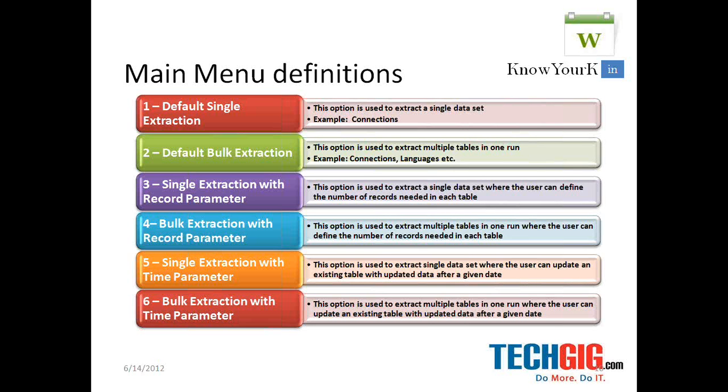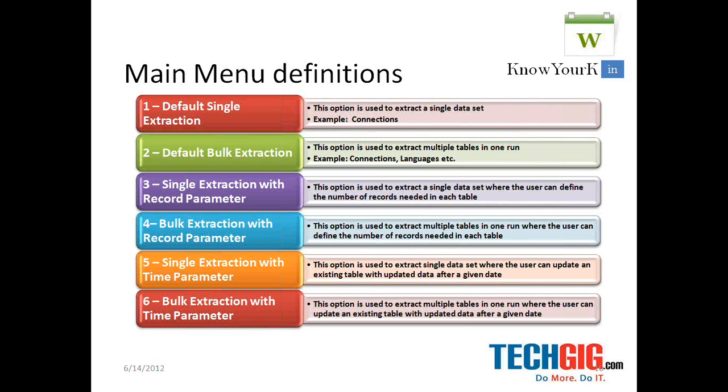Basically, you have a single extraction, which is one of the options of NoAkin. It is used to extract a single data set. If you want a connection data set, you can pull the connection, or if you want a language data set, you can pull the language data set. You can also have a default bulk extraction where you extract a whole bunch of data from LinkedIn, for example connections, language, and other entities like IM chat and all that.